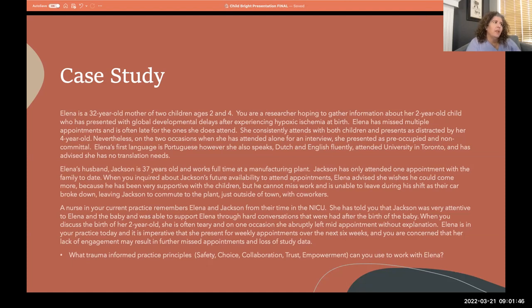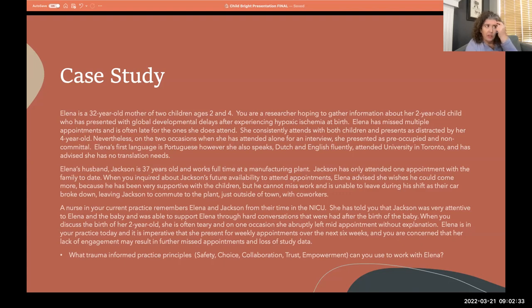So Elena is a 32-year-old mother of two children, ages 2 and 4. You are the researcher hoping to gather information about her 2-year-old child, who's presented with global developmental delays after experiencing hypoxic ischemia at birth. Elena has missed multiple appointments and is often late for the ones she does attend. She consistently attends with both children and presents as distracted by her 4-year-old. Nevertheless, on 2 occasions when she's attended alone for an interview, she presented as preoccupied and non-committal. Elena's first language is Portuguese. However, she also speaks Dutch and English fluently. She attended university in Toronto and is advised she has no translation needs.